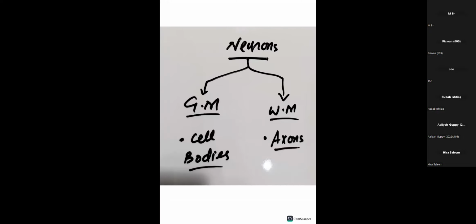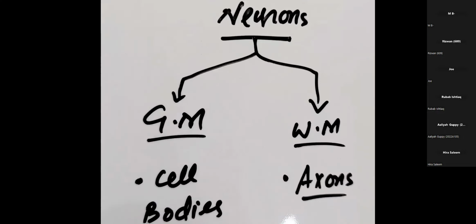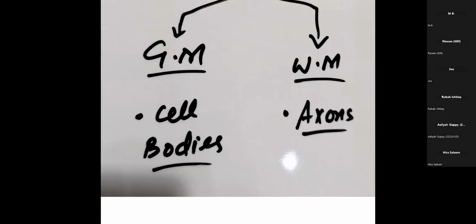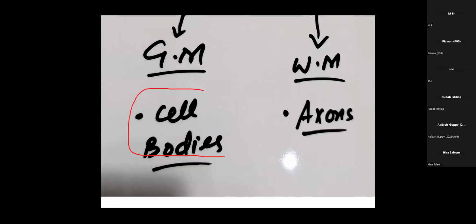Then we divide the nervous tissue into two types: gray matter and white matter. What is gray matter? In very simple words, the cell bodies of neurons are called gray matter. And what is white matter? The axons of neurons are called white matter. Neurons have two parts. One is the dendrite, which conducts information towards the neuron, and one is the axon, which conducts information away from the neuronal cell body, from one neuron to another neuron.